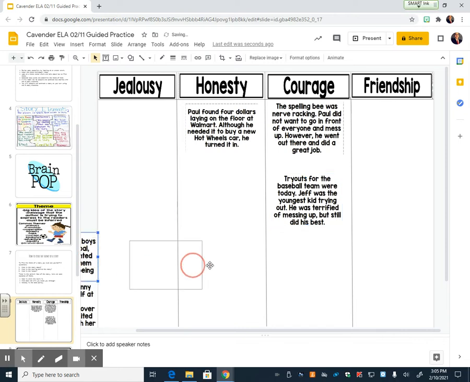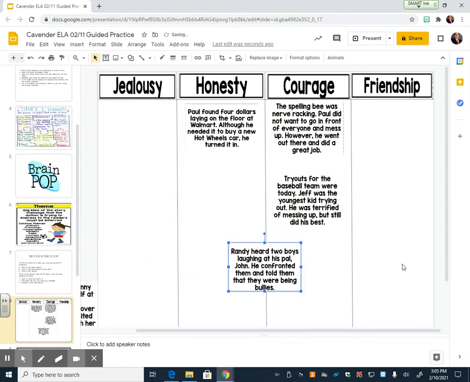All right, for this next one, I want you to pause this video and see if you can figure it out. All right, Randy heard 2 boys laughing at his pal John. He confronted them and told them that they were being bullies. So this one could be 2. If you said courage, you are correct. If you said friendship, this is correct. Because he needed to work up the courage. He needed to be brave to confront these people, but he was also being a really good friend. So I'm going to put it under friendship.